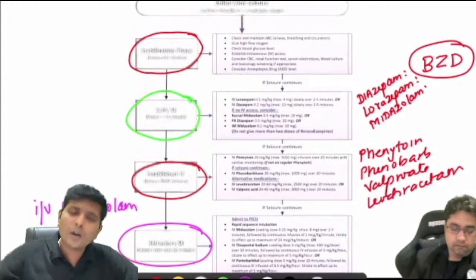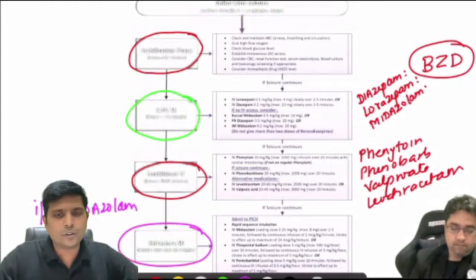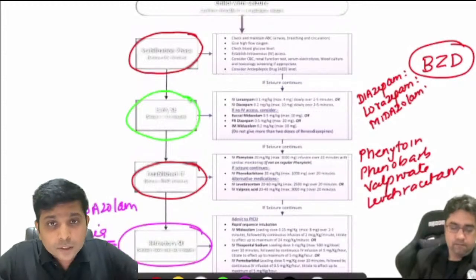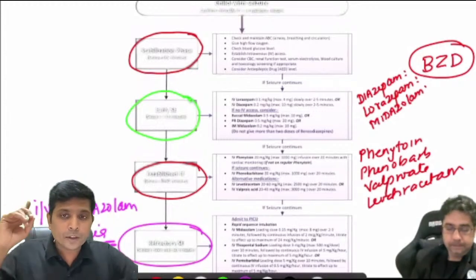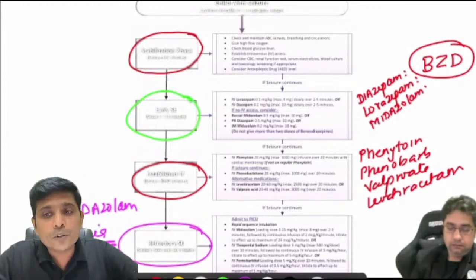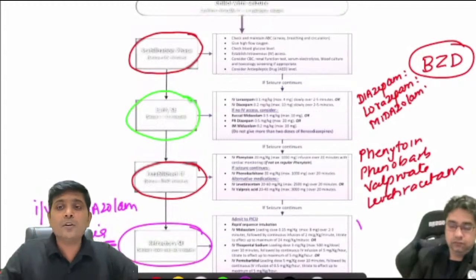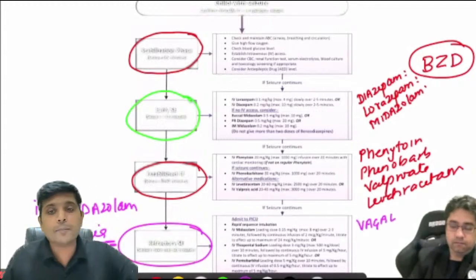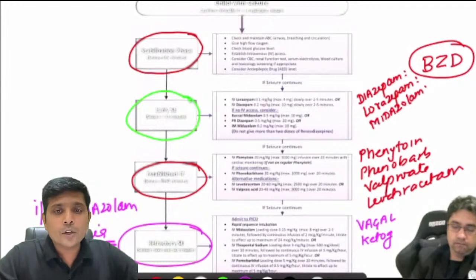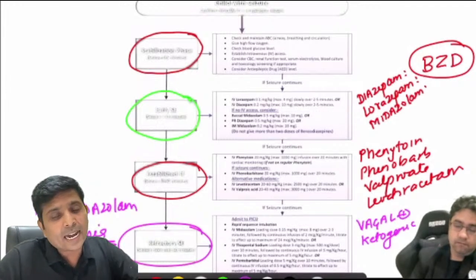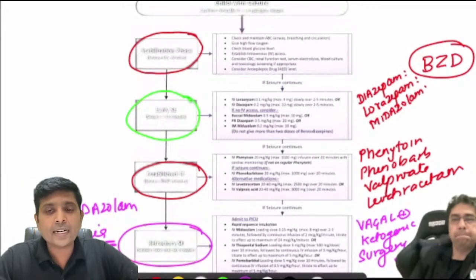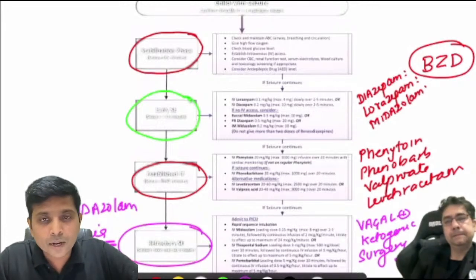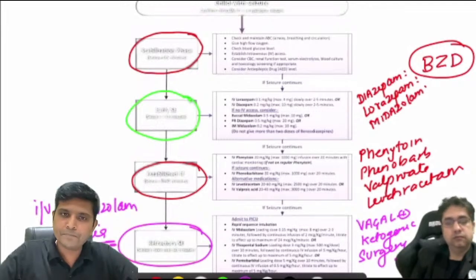So anesthetize, knock out the child, ventilate and knock out the child. Beyond this, if it lasts for more than 24 hours, kindly consider vagal stimulation, ketogenic diet. Sometimes they will do surgery to remove the abnormal part of the brain which is showing abnormal electrical activity. So vagal stimulation, ketogenic diet, surgical removal of that abnormal part of the brain. Next one.